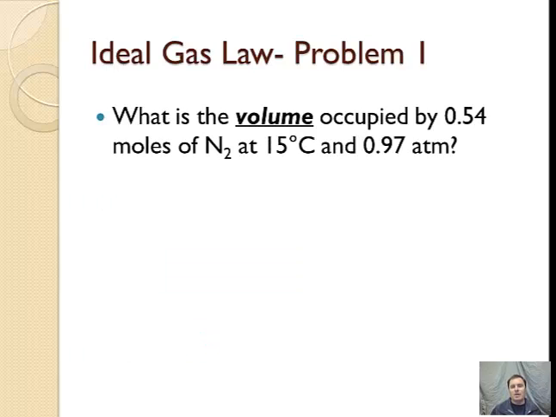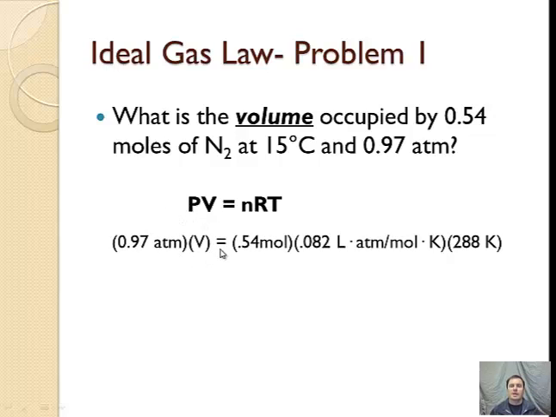What is the volume occupied by 0.54 moles of N2 gas, nitrogen gas, at 15 degrees Celsius in 0.97 atmosphere? Well, PV equals nRT. So pressure I have, what's my pressure on here? I got 0.97 atmosphere. We have moles, we know our n. We know temperature, 15 degrees Celsius, but we got to add 273 to get that in Kelvin, so we're solving for V. Okay, so I set it up like I have here.